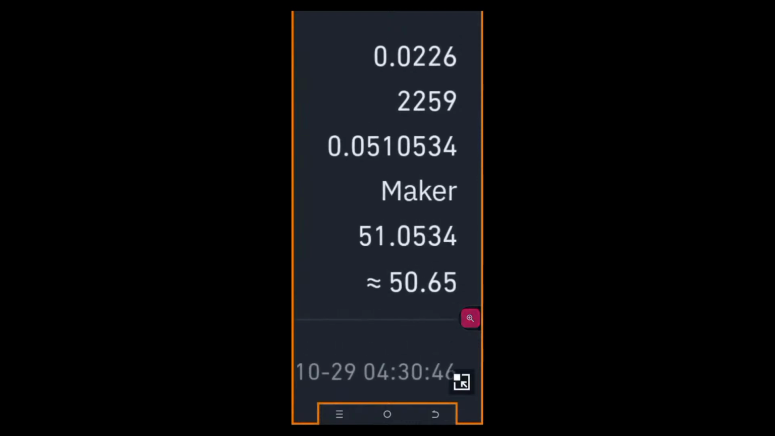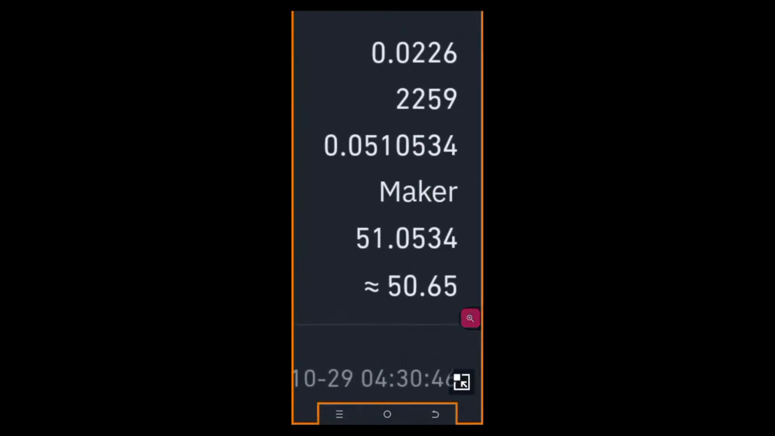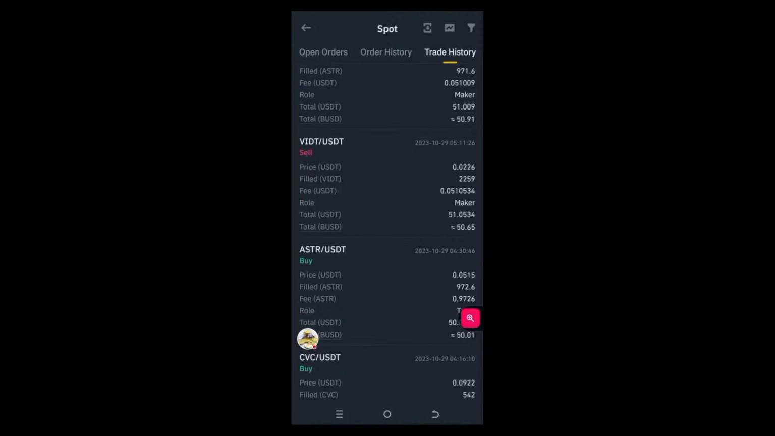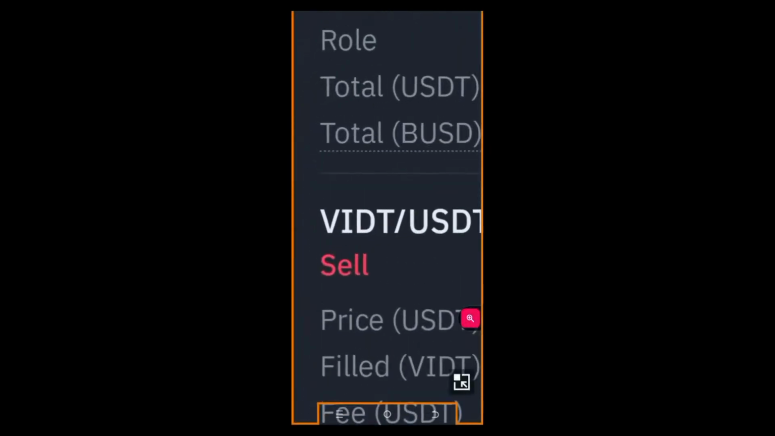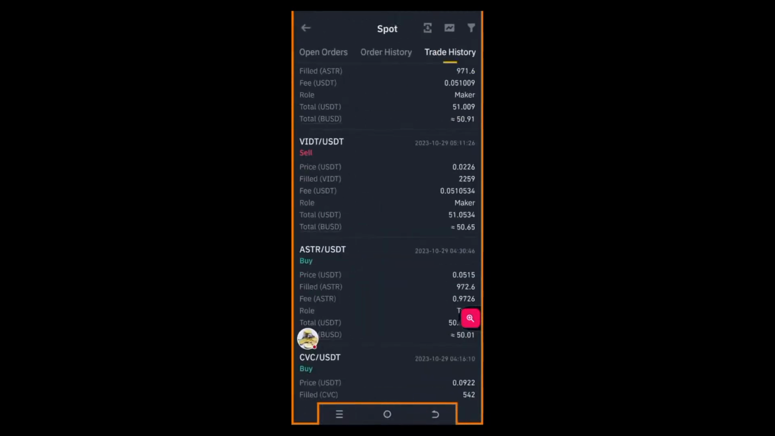$1.05. Look at that. That's beautiful. That's 1.053. That's glorious. Now removing the fees, that's $1.05 minus 5 cents. That means we made $1, which is beautiful. That's 2%. Our 2% target was met and crushed, and we executed beautifully. That's VIDT USDT. Beautiful.